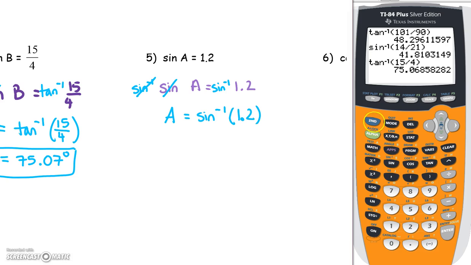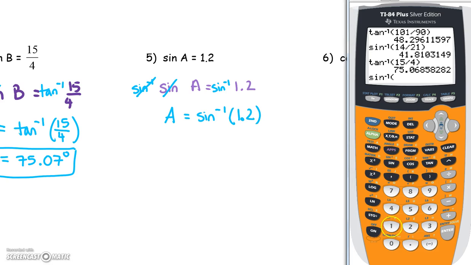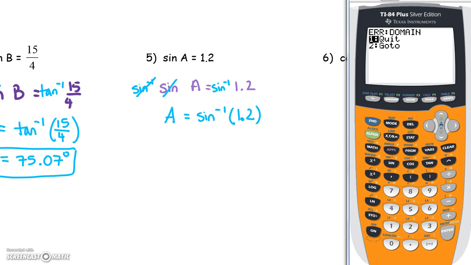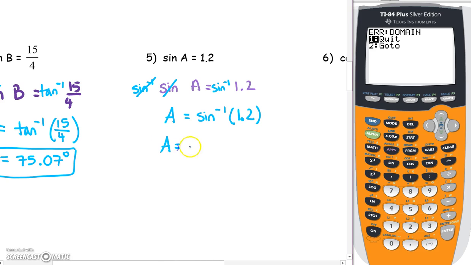So let's check that out. Second sine inverse, 1.2. We're going to close that parenthesis, and we got an error message. It says error, domain, quit. All right. So if that ever happens to you and you don't get a result, we say that the angle A is undefined. It does not exist at that location. Therefore, we cannot find it. That triangle really does not work for us. So if that ever happens, please write undefined.